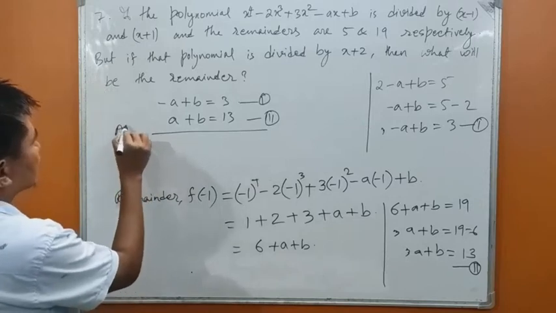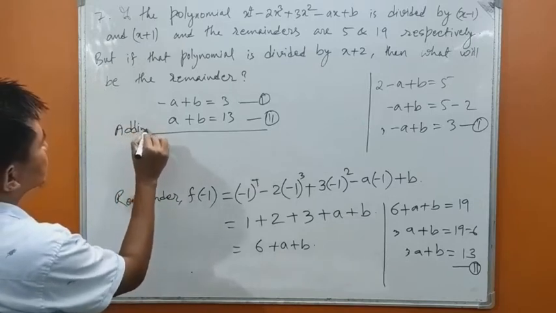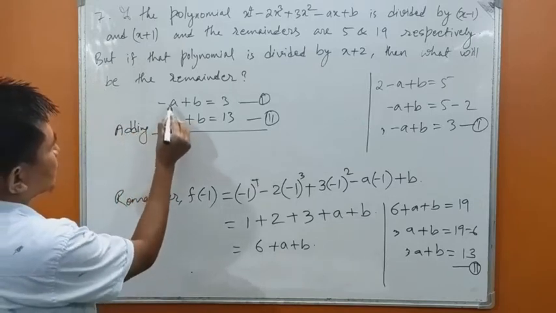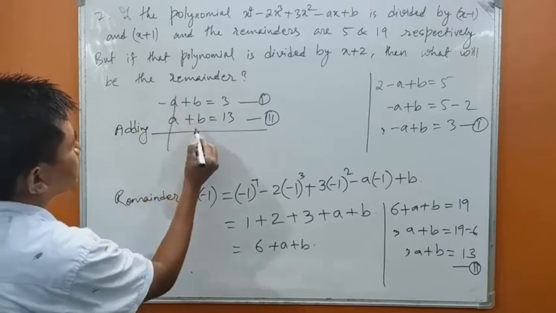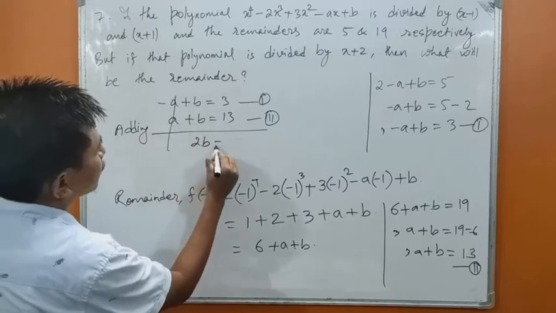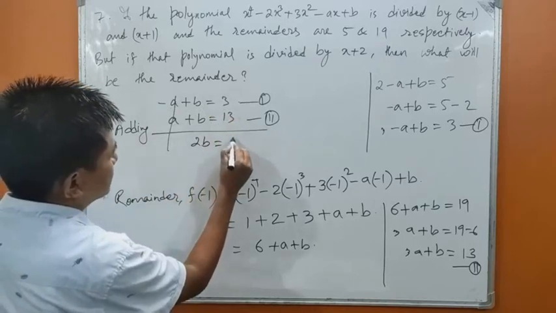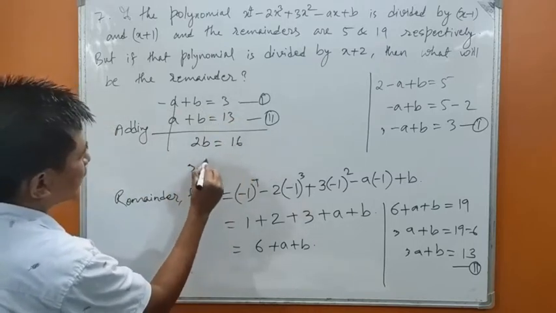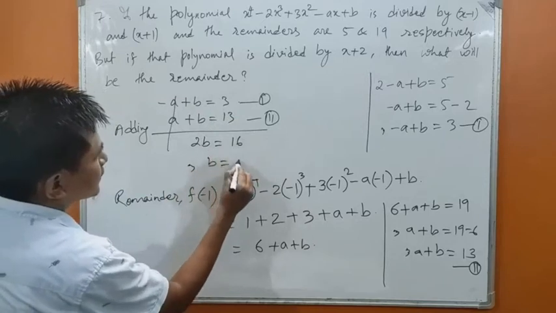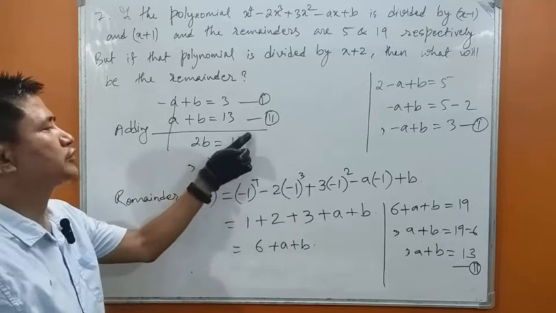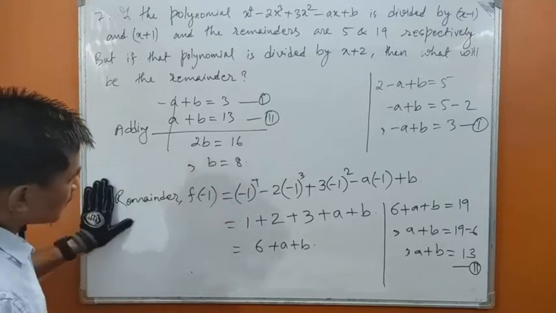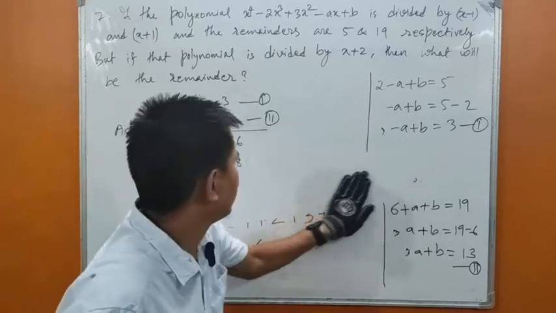Now adding equations 1 and 2, what do we get? Minus a and plus a cancel out, becomes 0. b plus b is 2b, equal to 13 plus 3, which is 16, isn't it? So 2b equals 16, the 2 comes to the denominator, 2 into 8 is 16, b is 8. Similarly, we will find the value of a.